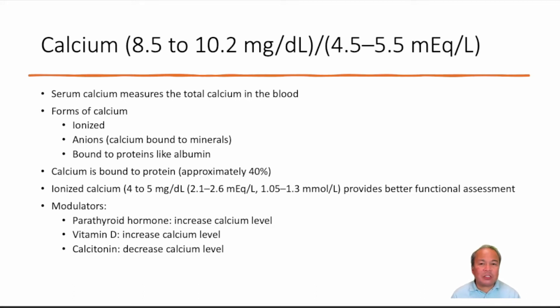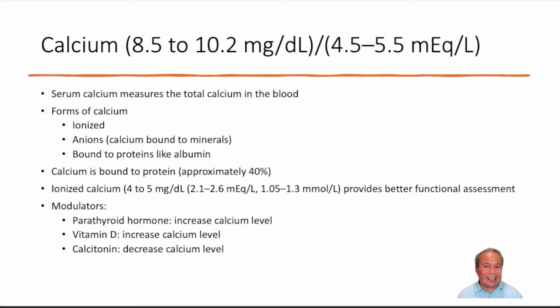There are actually three types of calcium that we see in our body. One is ionized calcium. The other one is calcium that is found in minerals, which we call the anions. And of course, calcium that is found in proteins, specifically albumin. Now, most of the calcium is bound to protein, at least 40% of the time, which really makes the total calcium level in the blood, the one that we see all the time in our chemistry 7, difficult to interpret.